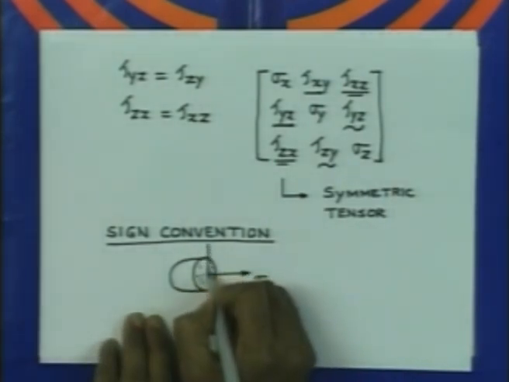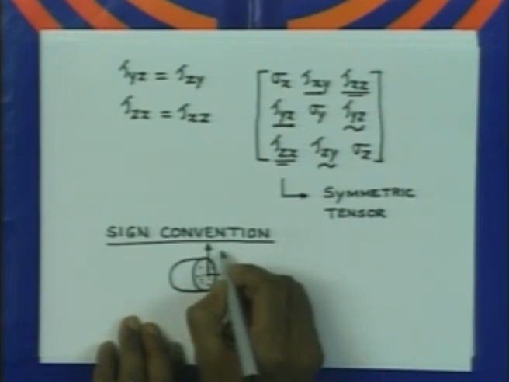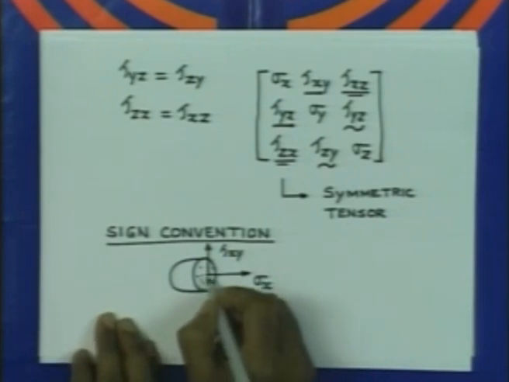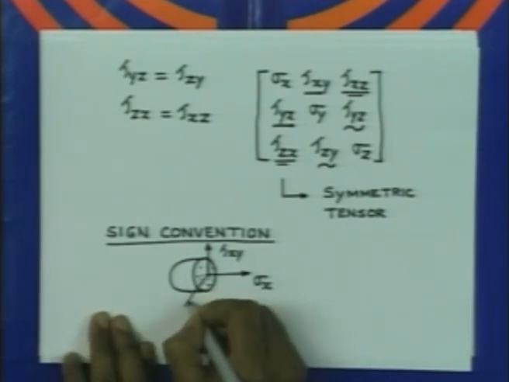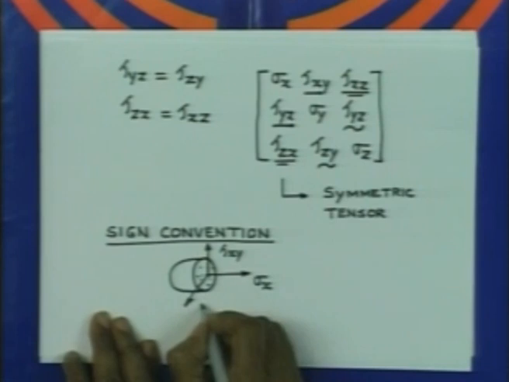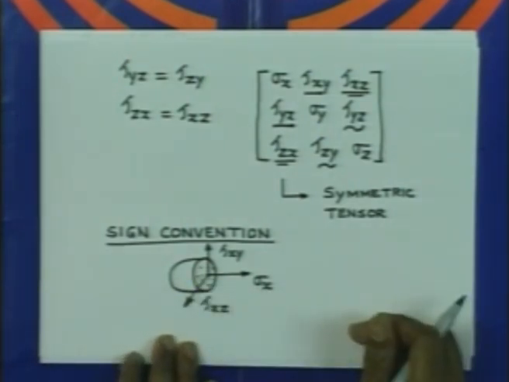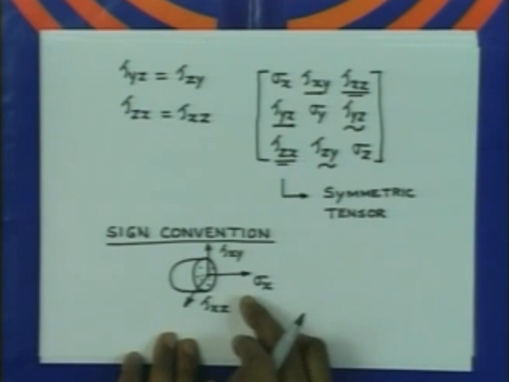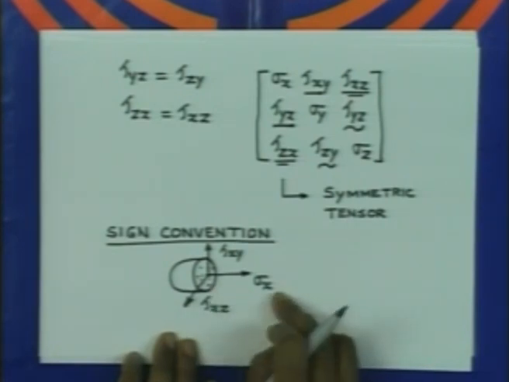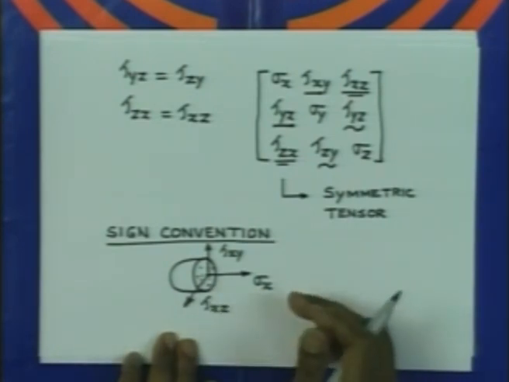Similarly, the shear stress, if it is acting on this positive area and it is directed in the positive direction, so this is tau xy, it is also a positive stress, and this is also the stress tau xz which is acting on the positive face in the positive direction, so it is positive. So all these stresses are positive, and you will find that when the normal stress is positive, it is tensile in nature.